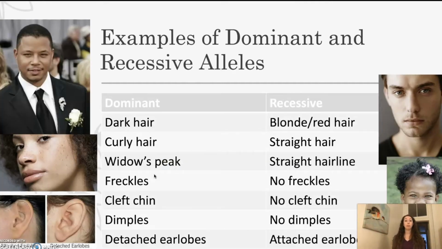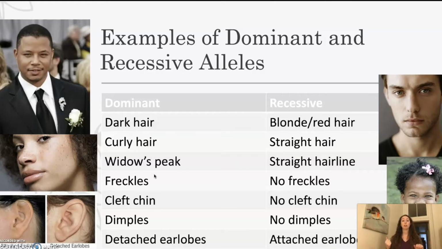So we have some examples. Dark hair is a dominant allele over blonde or red hair, which would be recessive. So if you got one allele from mom that said dark hair and one allele from dad that said blonde hair, you would have dark hair because it is the dominant version of that gene. It will win every single time.